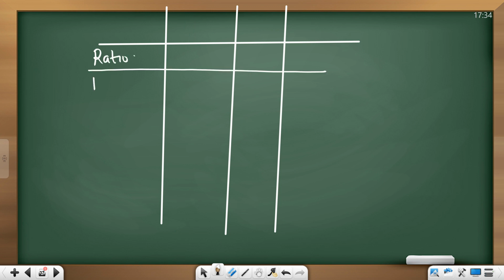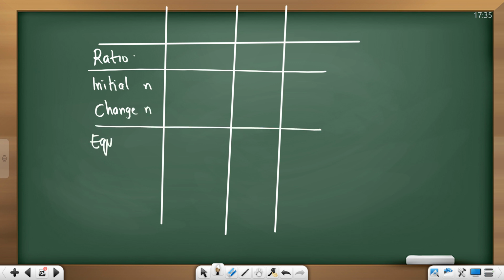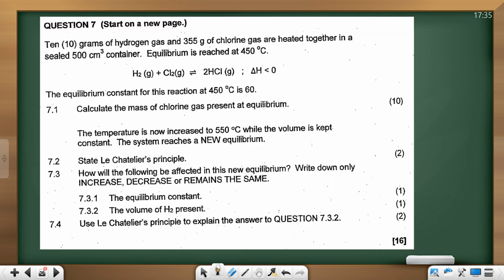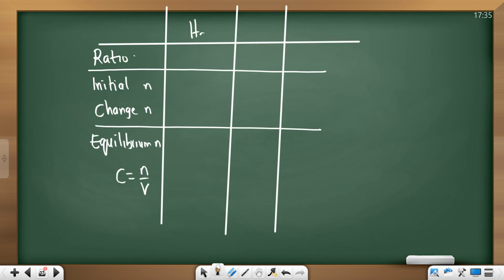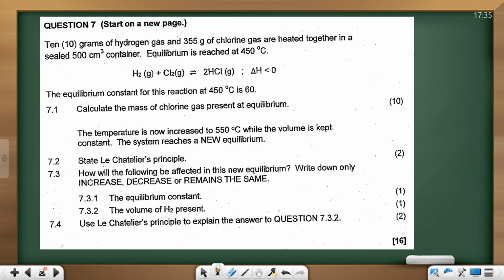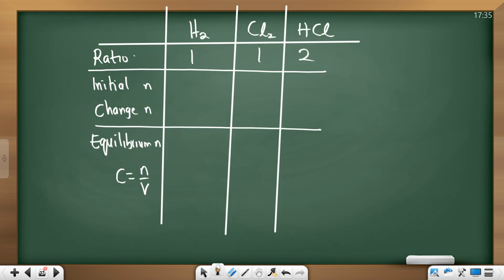Ratio. Initial number of moles. Change in number of moles. And what do we have here? Equilibrium number of moles, and concentration is number of moles over volume. Fill in the table well. Hydrogen, chlorine, and hydrogen chloride gas. And HCl. What is my ratio? 1:1:2, which makes it easier. 1:1:2. All right.